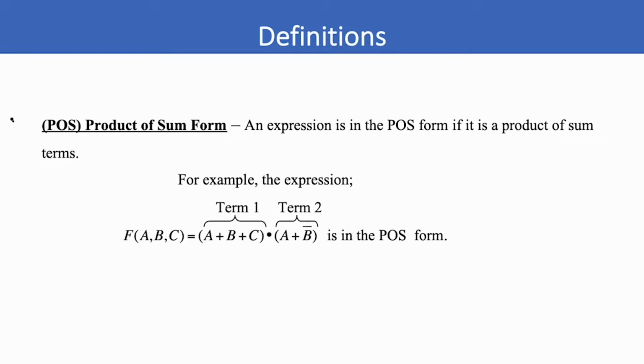And alternatively, for the product of sums form, an expression is in the product of sums form if it is the product of sum terms. For example, the function of ABC equals, first term is a plus b plus c, and that is a sum term, multiplied by another sum term, a plus b bar. So if each of the terms are sum terms and they're all multiplied together, it is in the product of sums form.